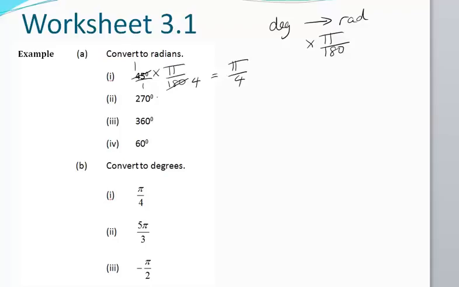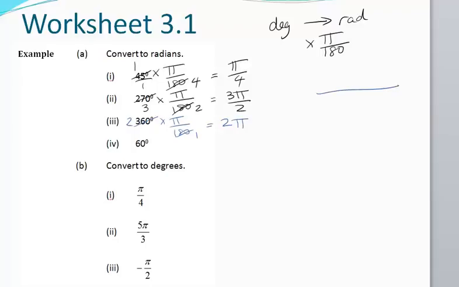For 270 degrees, we're going to multiply it by pi on 180 degrees. 180 is 90 times 2. 270 is 90 times 3. So we're going to end up with 3 pi on 2. 360 degrees multiplied by pi on 180 degrees. 360 is 180 multiplied by 2. So here we're ending up with 2 pi.